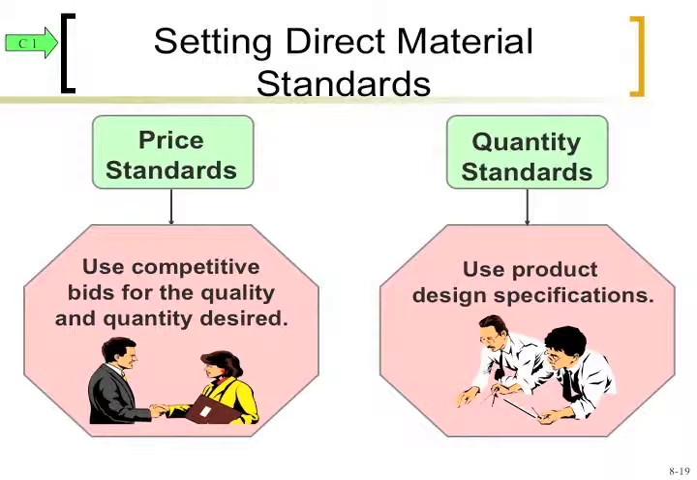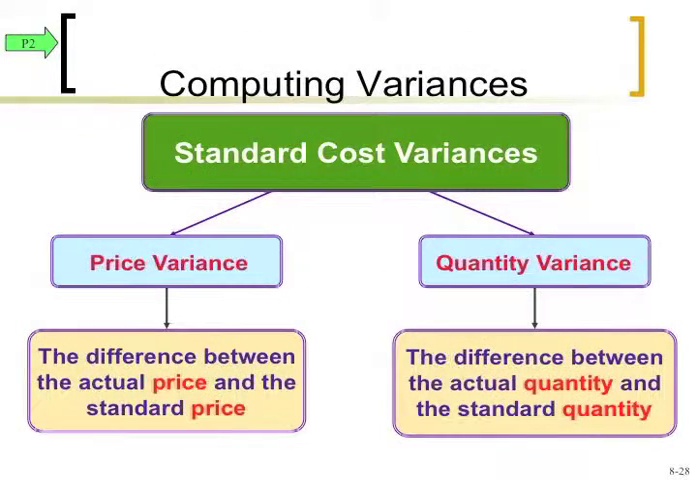So now we jump ahead to slide 28 and we will see how we compute the variances. And notice we'll have two types of standard cost variances. We'll have our price variance, which is the difference between the actual price and the standard price.